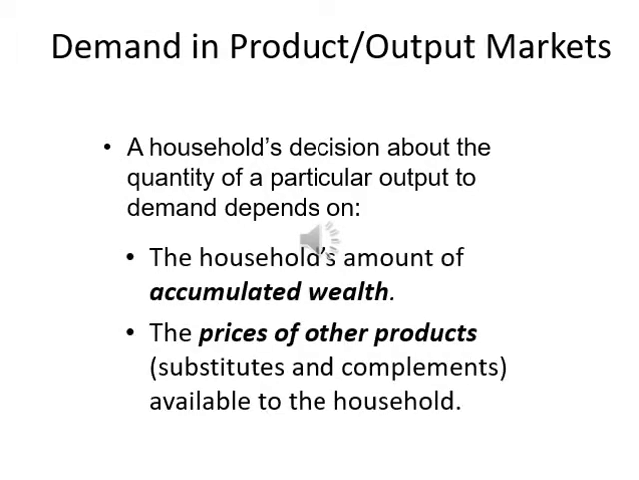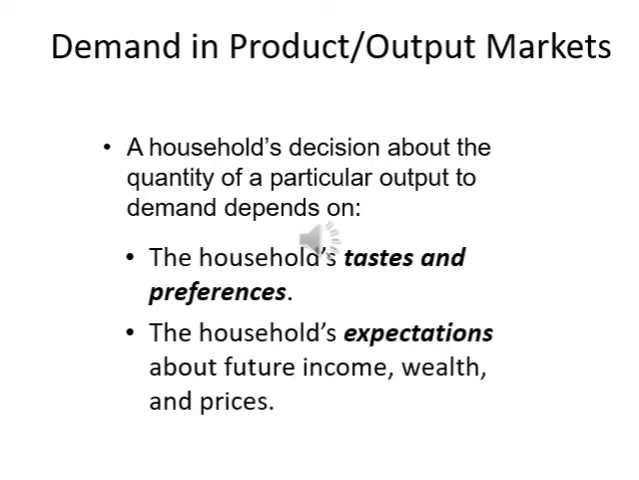There are 4 other components to decide demand. They are the household's amount of accumulated wealth and the prices of other products, substitutes and complements available to the household. The household's tastes and preferences and, finally, the household's expectations about future income, wealth, and prices.